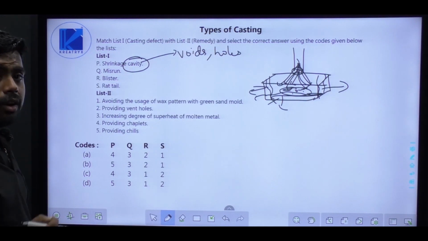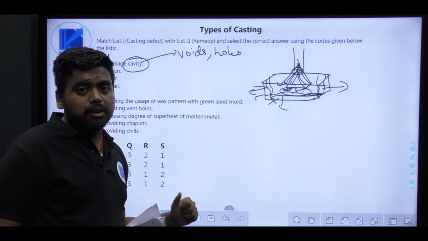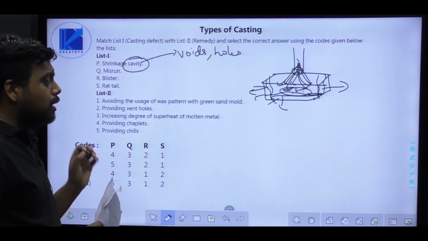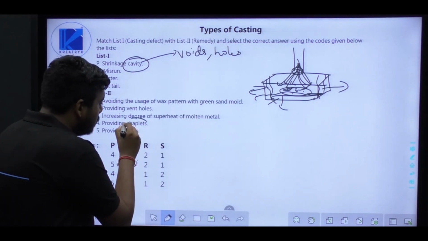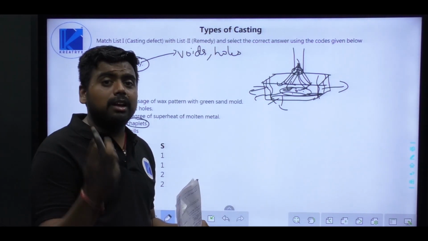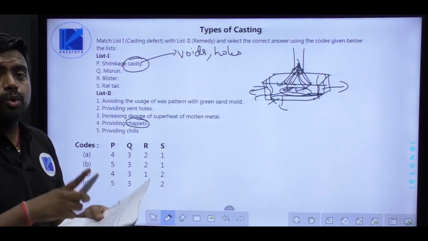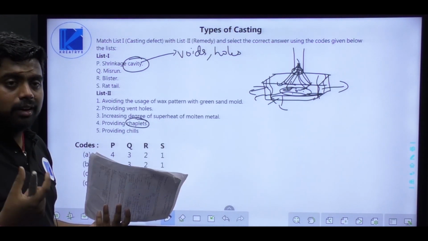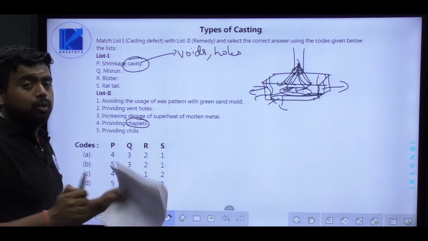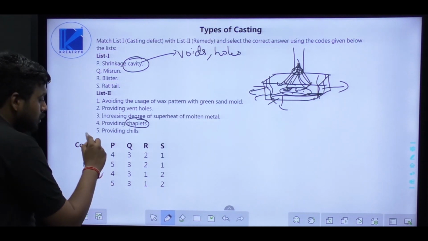The other options are providing chaplets and chills. In order to conclude whether chills or chaplets will serve our purpose, we should first know what chaplets and chills are. Chaplets are metal pieces of the same material as the casting metal, and they are used to support the core or the internal holes which we have to manufacture. So chaplets won't serve our purpose in this case. So the right answer is chills.